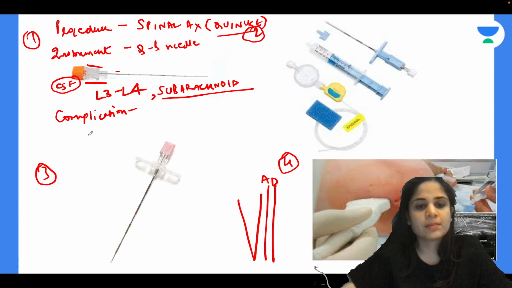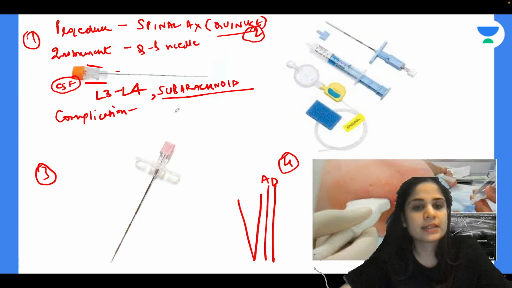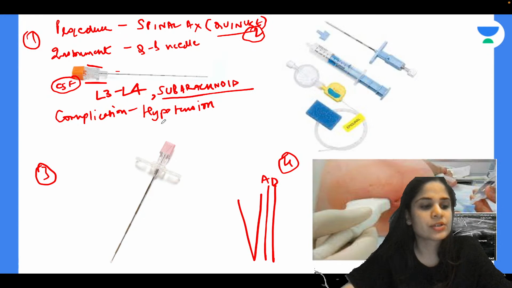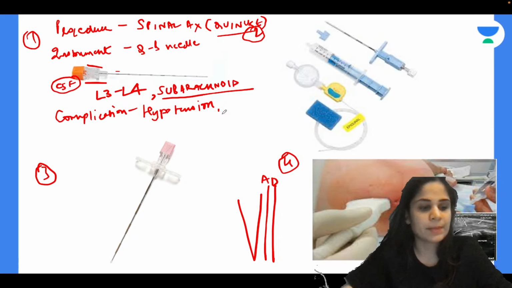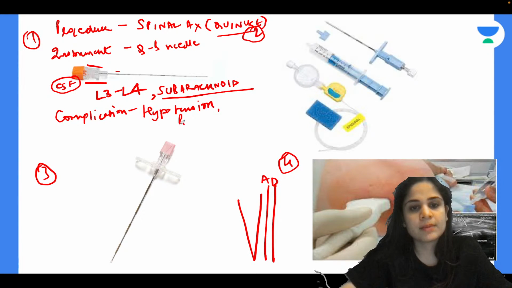Okay. So the main complication of giving spinal anesthesia is you are blocking the thoracolumbar spinal nerves. So whenever you block the thoracolumbar spinal nerves, you are blocking the sympathetic nervous system. So you have a fall in the BP. Okay. Remember, your parasympathetic nervous system comes from craniosacral outflow and your sympathetic nervous system comes from thoracolumbar outflow. So the complication is nothing but hypotension because of blockade of thoracolumbar outflow. Okay. So the main complication is hypotension. And the other complication can be spinal cord injury, but mostly it does not happen. But main complication is hypotension and bradycardia.